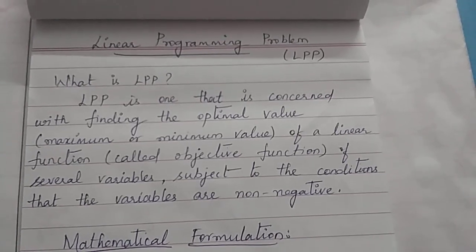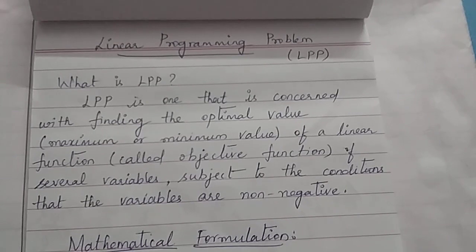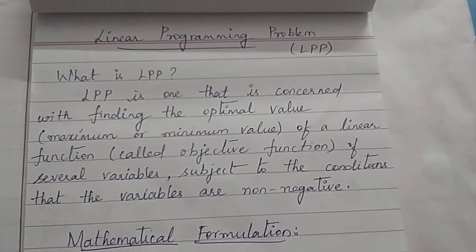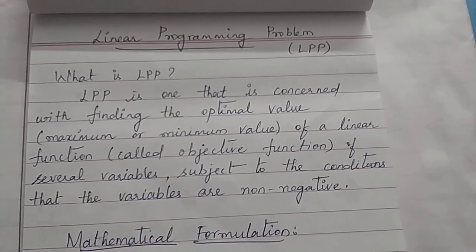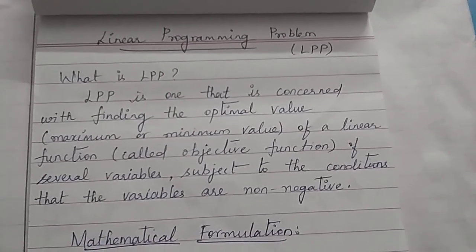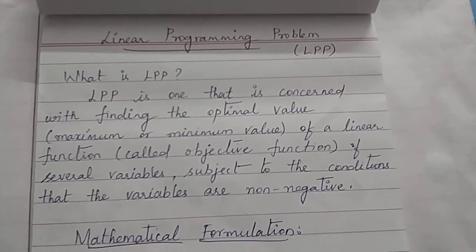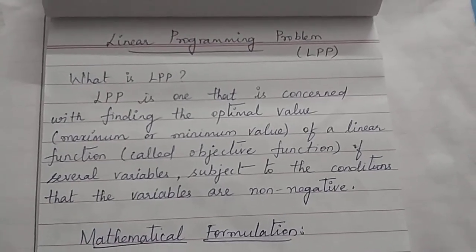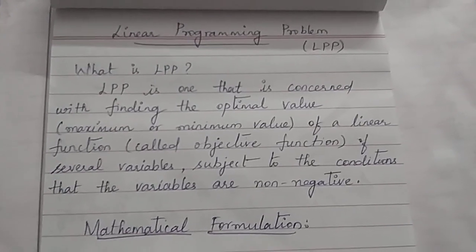In this video, let us see LPP and its formulation. What is LPP? LPP is a linear programming problem, one that is concerned with finding the optimal value, that is maximum or minimum value of a linear function, which is often called the objective function, of several variables subject to the conditions that the variables are non-negative.